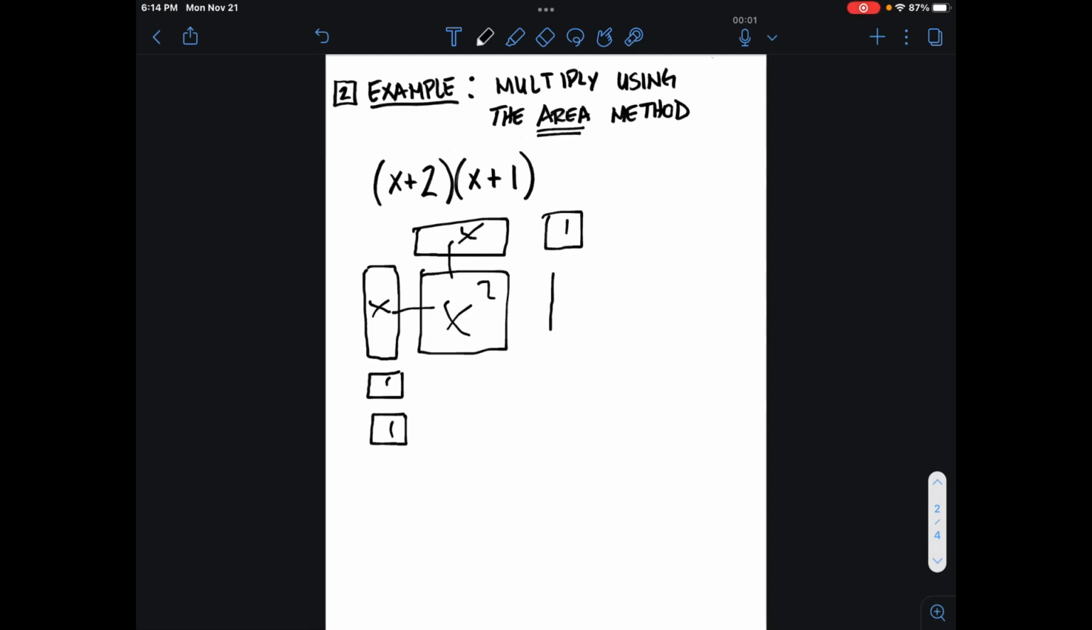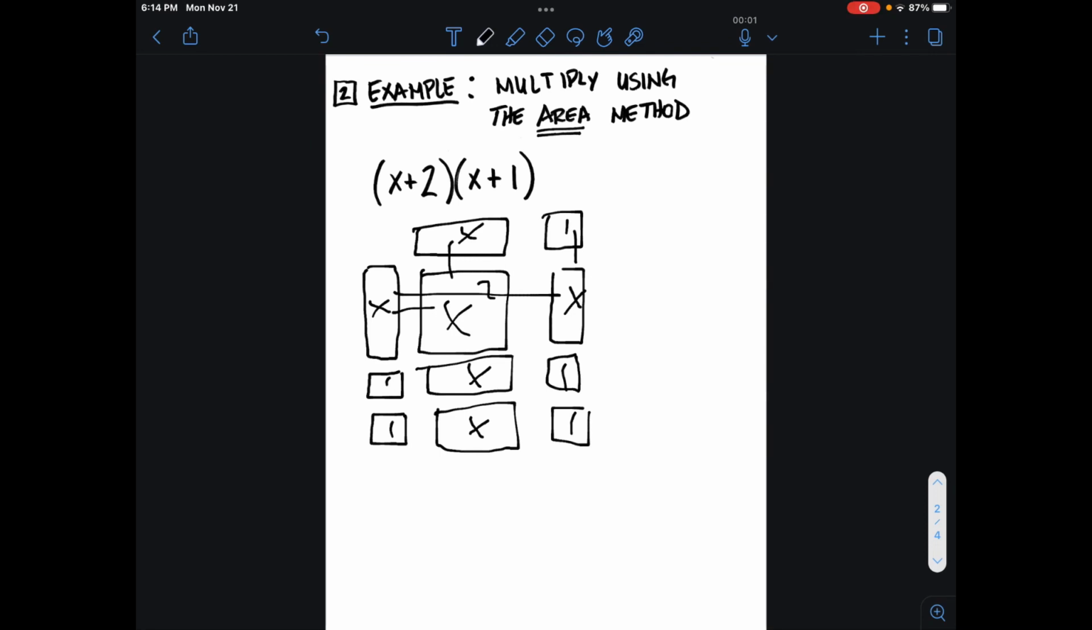And over here, we would get this x times this 1, which gives us x. Here we get x, and we have another x over here. And I think by this point you guys can figure out how I got that there. And then we have the 1 times 1 over here, which is 1, and then 1 times 1 over here, which is 1.